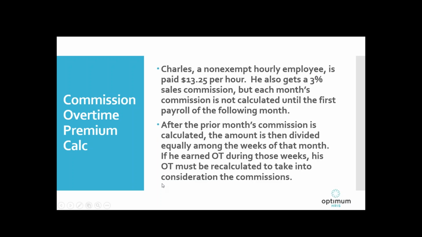Charles' regular rate of pay is $13.25 an hour, and he also earns a 3% sales commission each month, which is not paid until the first payroll of the following month. That commission is then allocated equally to each week of the month when it was earned, so that extra wage effectively increases his regular rate of pay for those weeks. So, if he worked overtime in any of those weeks, his regular rate of pay and his overtime earnings will need to be recalculated, taking his commission earnings for the week into account so that any extra overtime can be paid to him to make him whole.